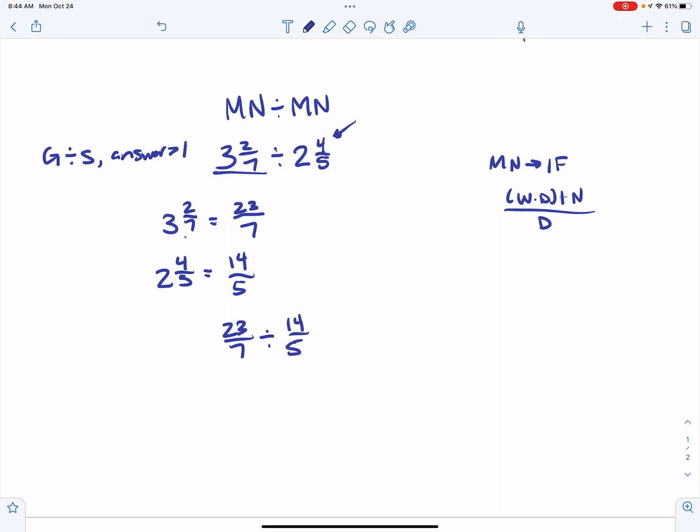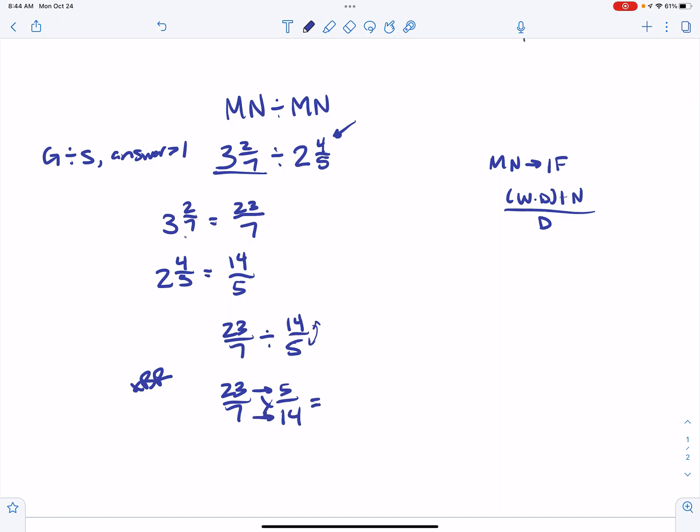Since we are using multiply by the reciprocal, I am going to write that down so that I don't forget. 23/7 times, and then the reciprocal when I flip those, 5/14. Now, unfortunately, there is no simplifying that can be done here. 23 is prime, 7 is prime, 5 is prime. So really, if I was thinking, I would have picked a better example that would have worked for this, but we can still survive. We'll persevere.